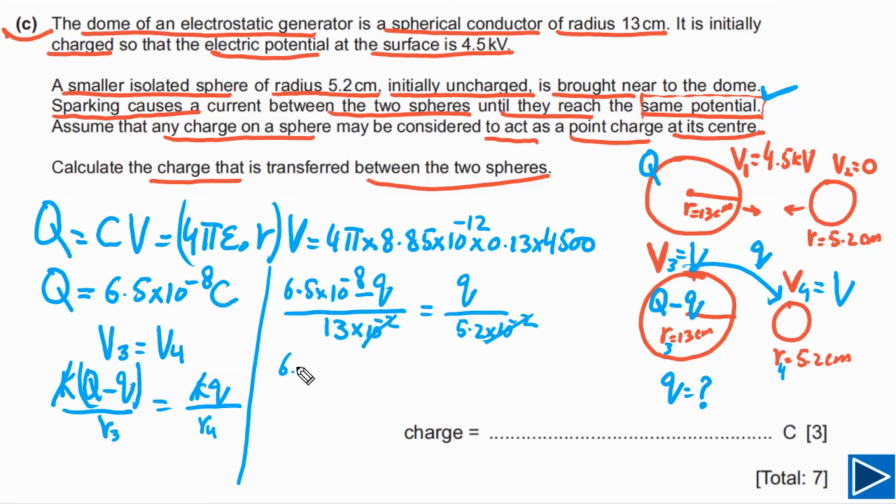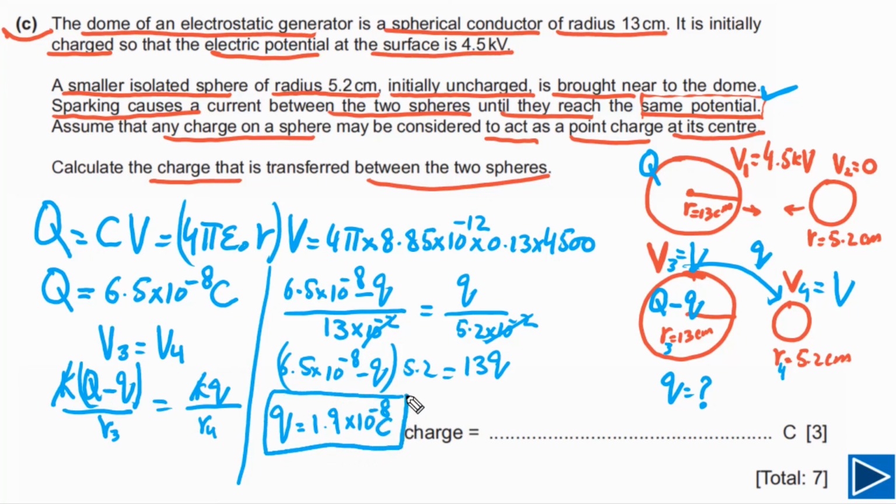So in this case we have 6.5 times 10 to negative 8 minus q, and this is multiplied by 5.2, and this is equal to 13q. Now we can simplify this one for q and we can find out final value of q. Final value of q will be equal to 1.9 times 10 to negative 8 coulomb. So this much charge is transferred from the dome, means from big sphere to smaller sphere. So this is our final answer, 1.9 times 10 to negative 8 coulombs.